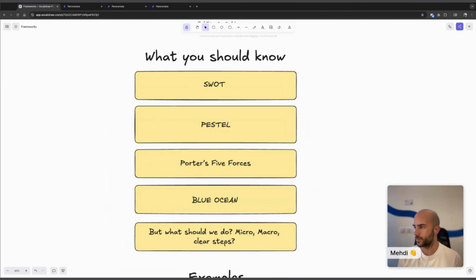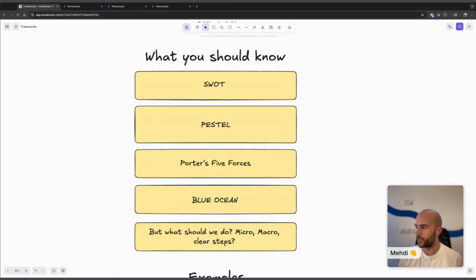There's PESTLE, there's Porter's 5 forces, blue ocean. And then the limitations of these models, why they do exist, how you should think about them, and the main limitation that you should consider when you're actually using them or actually doing any kind of competitive analysis.